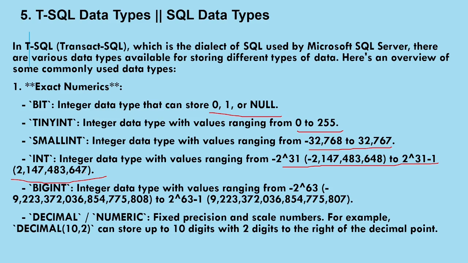If you have more data, you need to select bigint. Bigint is more than integer, right? It is an integer data type, and this is the highest range, in bigint. Okay.